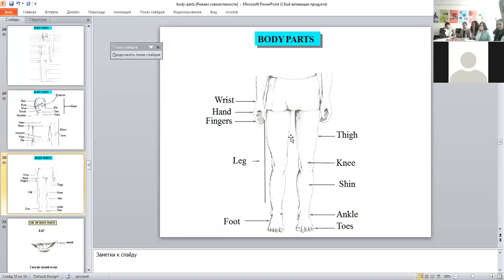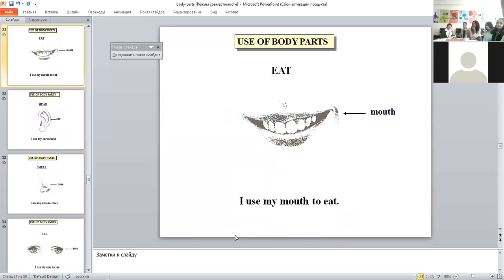And pay attention to these spots. Thigh. Thigh. And knee. So this spot is called leg. And this is shin. This is ankle. Toes. Foot. This spot is called foot. Okay, good. Thank you.